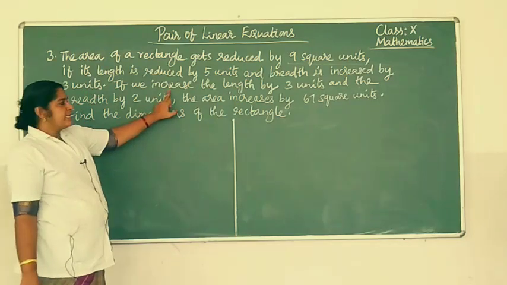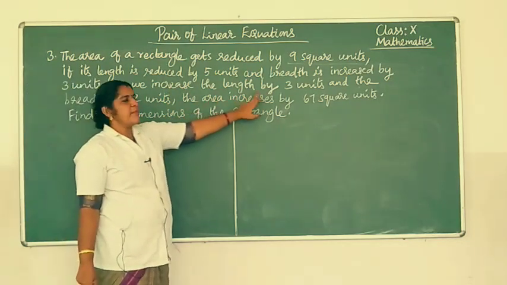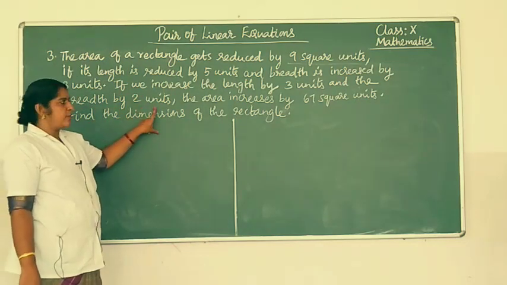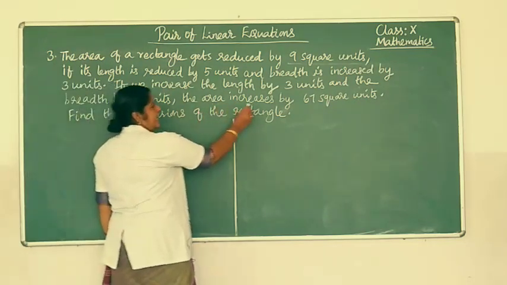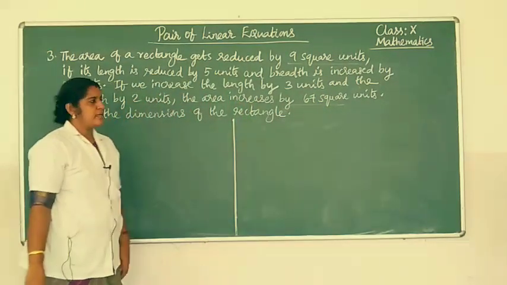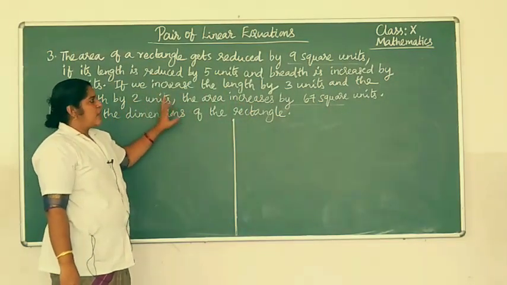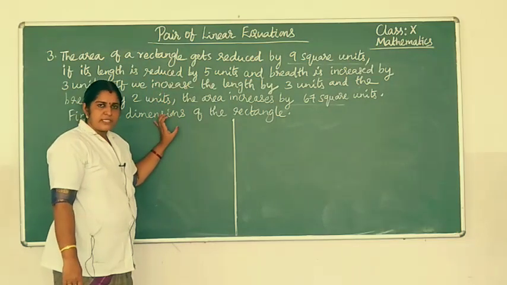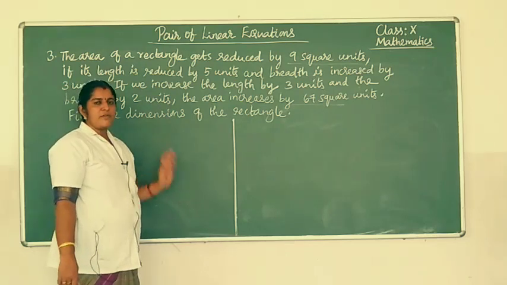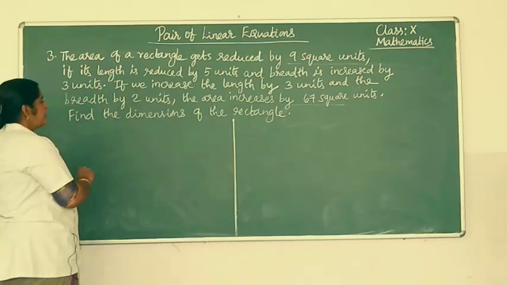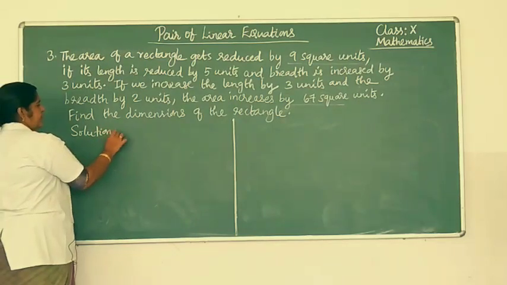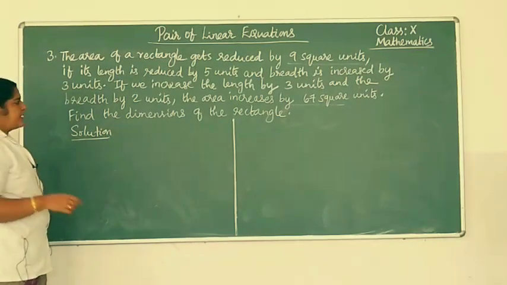Now in the second case, we increase the length by 3 units and also increase the breadth by 2 units. The area increases by 67 square units. So that is the second case. We need to form the pair of two equations and find the values of x and y. First we can start the solution by assuming the variables x and y.